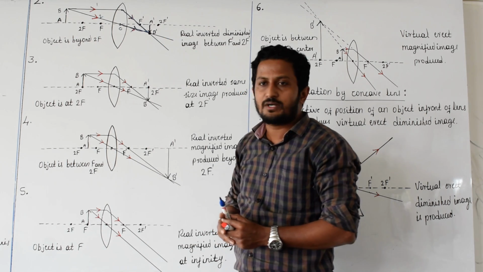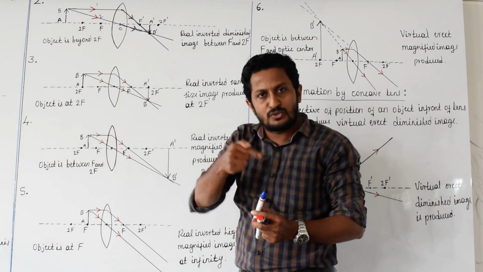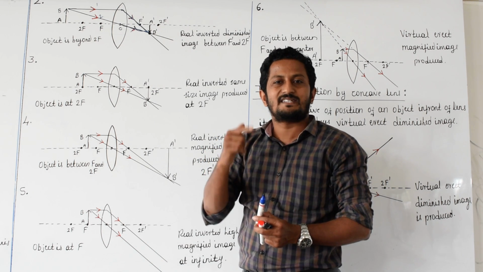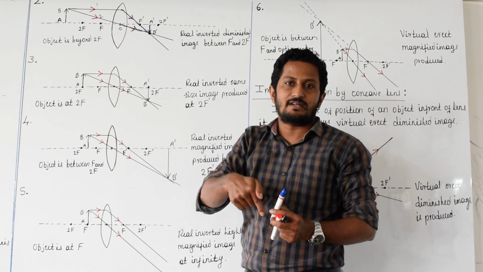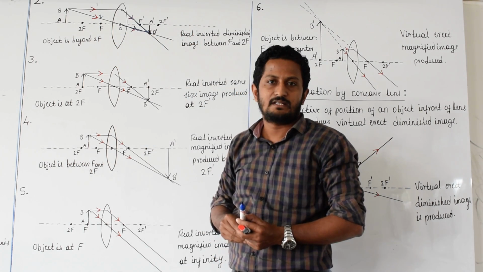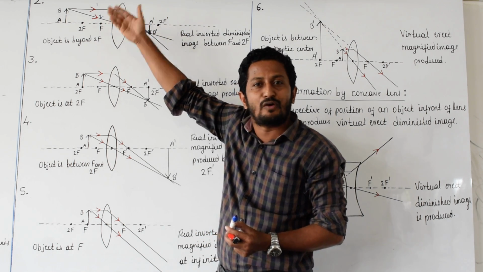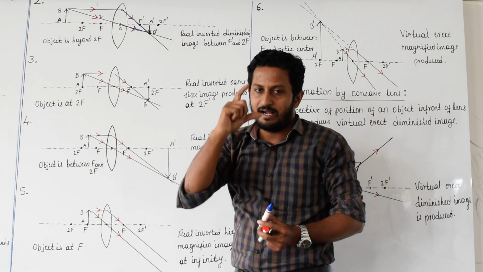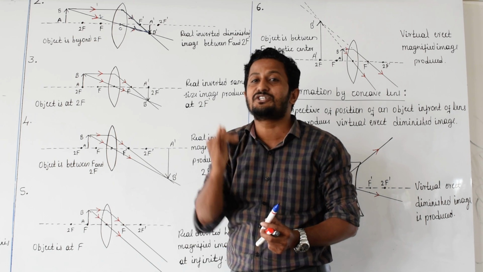Which kind of image did you get? Those 2 refracted light rays actually intersected, actually met. That means the physical presence of the image is there. So it is real, inverted, magnified or diminished. According to the diagram you can say the height of the produced image is less than the height of the object. So it is a diminished image.